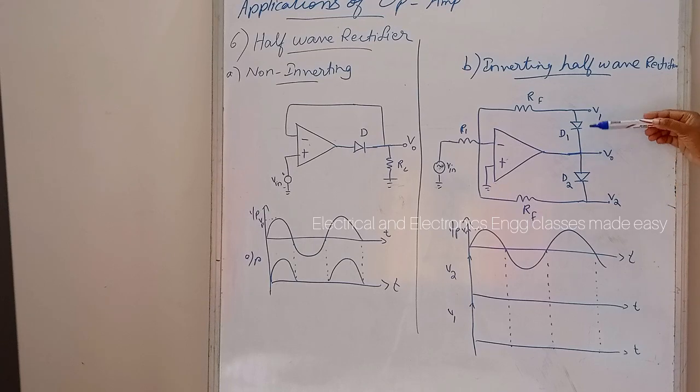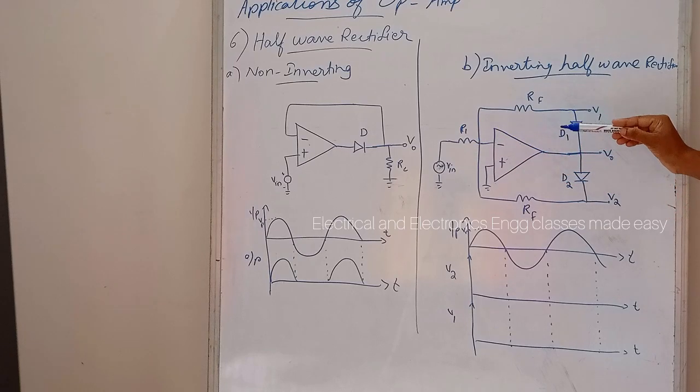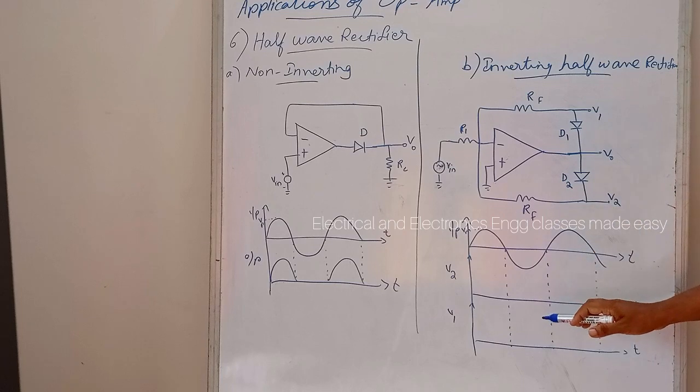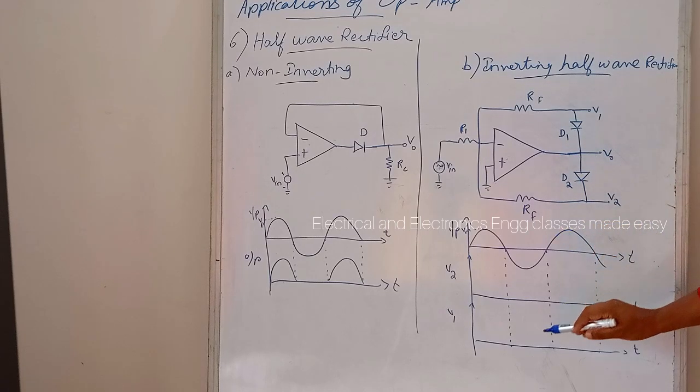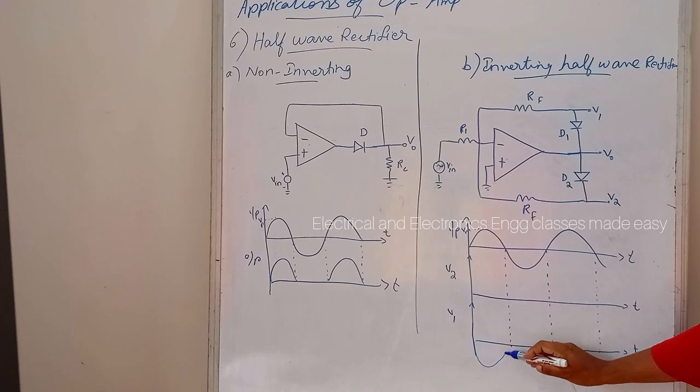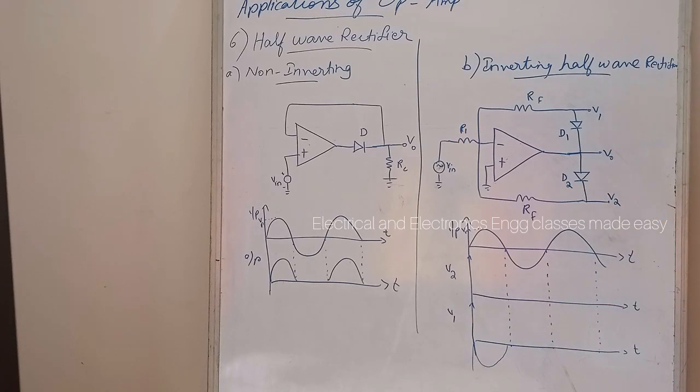Then which diode will be conducting? When V0 is negative, diode D1 gets forward biased, so D2 will be reverse biased. So what will be the output? This is the input waveform. Diode D1 conducts. Here a positive signal is applied, then the output is negative, and D1 conducts. So the output is negative and it will be like this. During the positive half cycle, we will get output at this terminal.